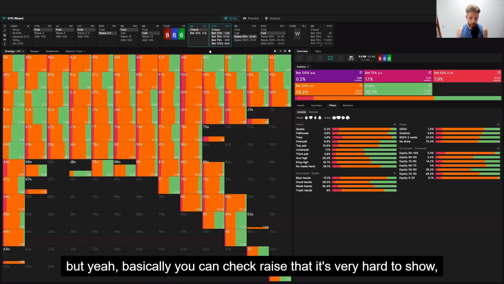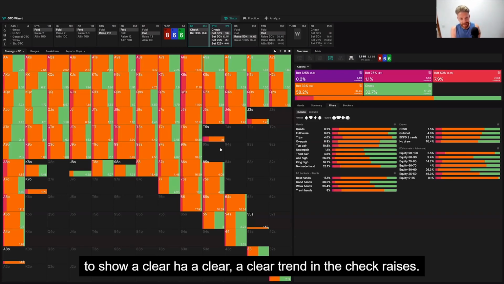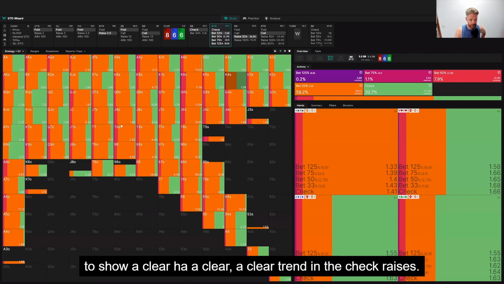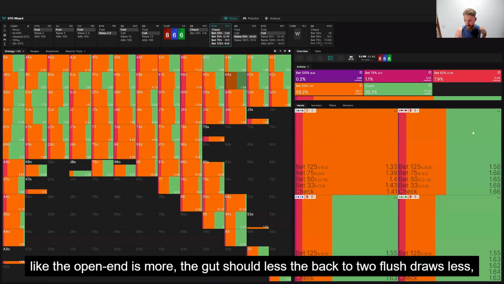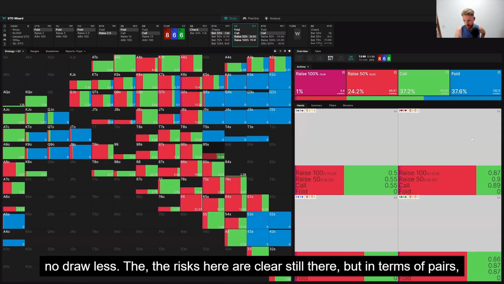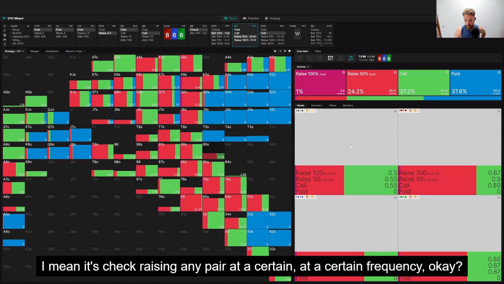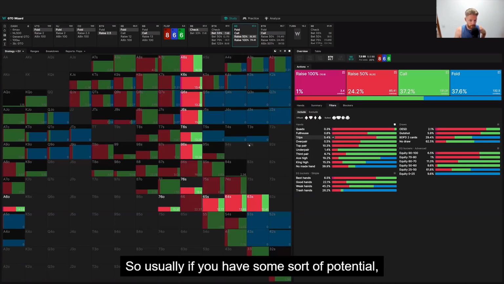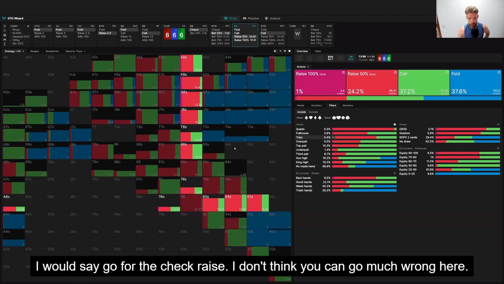But basically, you can check raise. It's very hard to show a clear trend in the check raises. Obviously, there will still be a clear trend as we explained: the open-ender more, the gutshot less, the backdoor flush draws less, no draw less. The heuristics here are still there, but in terms of pairs, it's check raising any pair at a certain frequency. So usually if you have some sort of potential, I would say go for the check raise. I don't think you can go much wrong here.